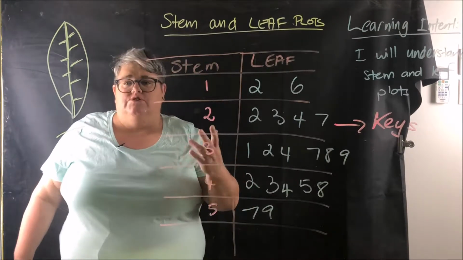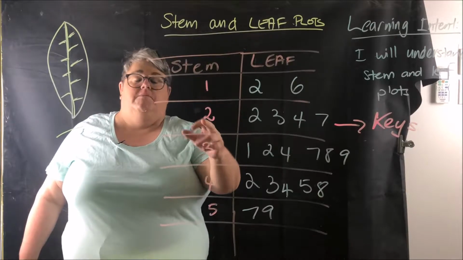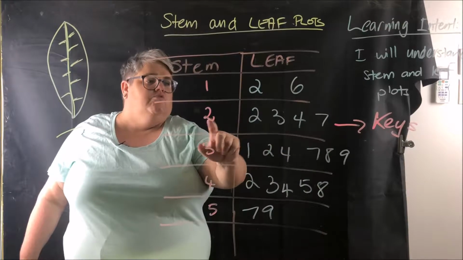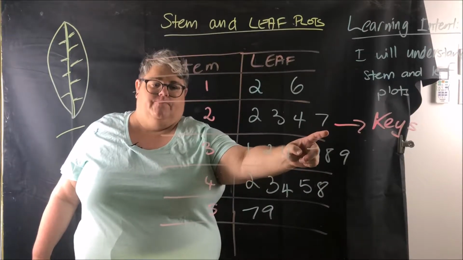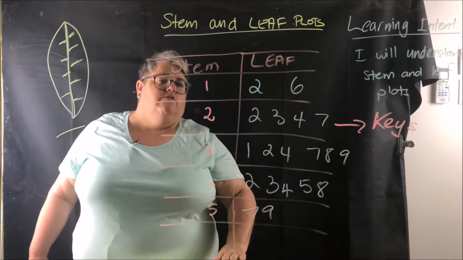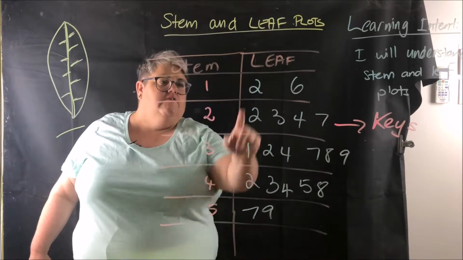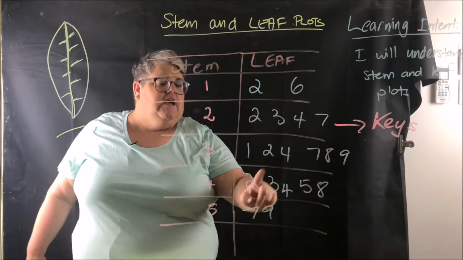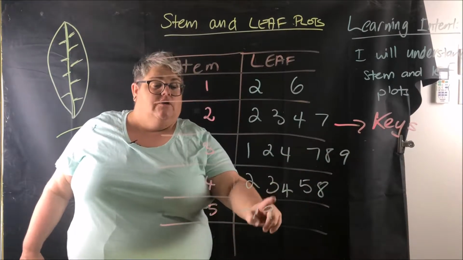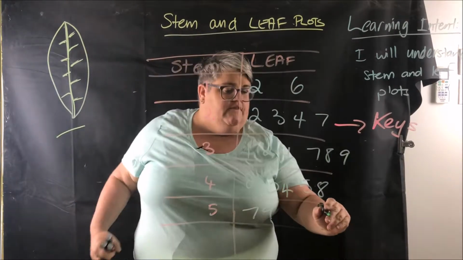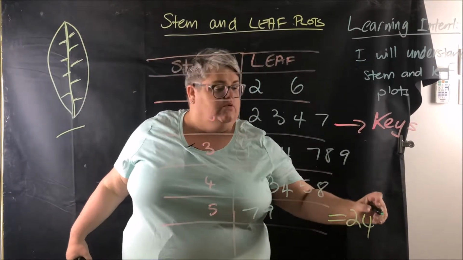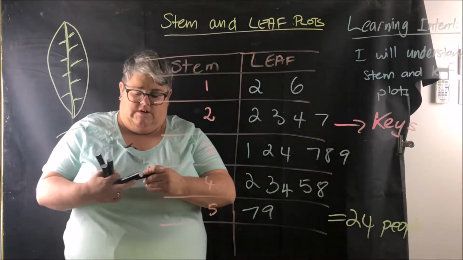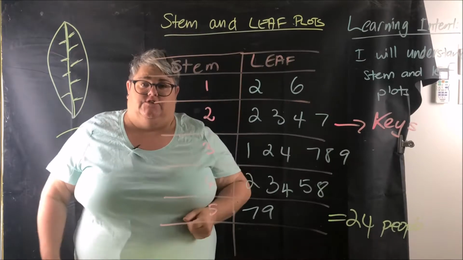So for example, people that scored 20 and above, or in between 20 and 30, there was 22, 23, 24 and 27. Okay? If we were to count all of these numbers, so 1, 2, 3, 4, 5, 6, 7, 8, 9, 10, 11, 12, 13, 14, 15, 16, 17, 18, 19, 20, 21, 22, 23, 24, that equals 24 people, or participants, or whoever it is that you're doing your investigation, your statistics on.